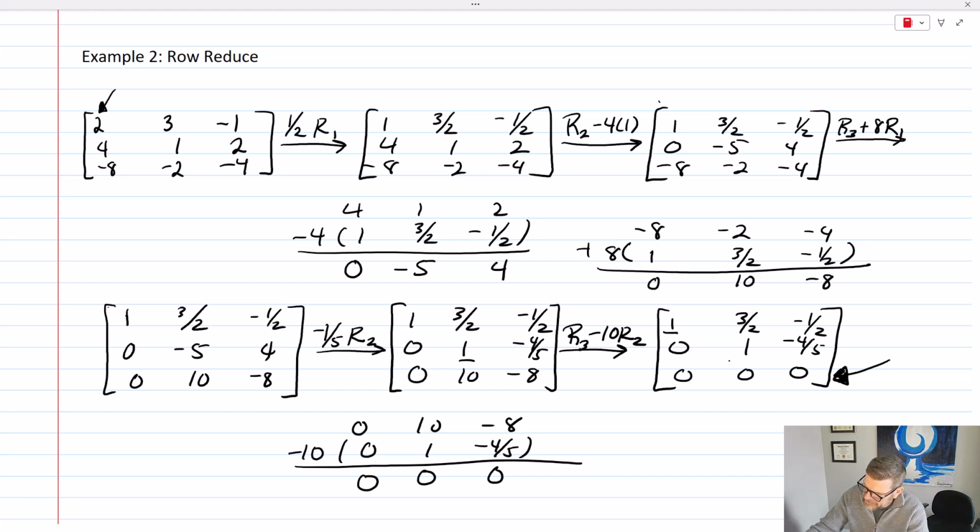We'll notice that I have a leading 1 in the 2 other non-zero rows, and then I have 0s below that leading 1. So this is now the REF of, call this matrix B. That's the row echelon form of B.